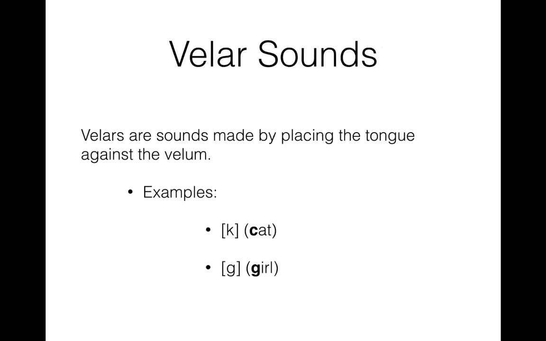Then you have the velar sounds, cat and girl. And again, cat does not begin with a C sound. It begins with a K sound. It's a velar sound, right? Because a C sound in the IPA is something else. It's a different speech sound, so you don't want to confuse these two things together. So the velar sounds are produced by placing the tongue against your velum at the back of your mouth.